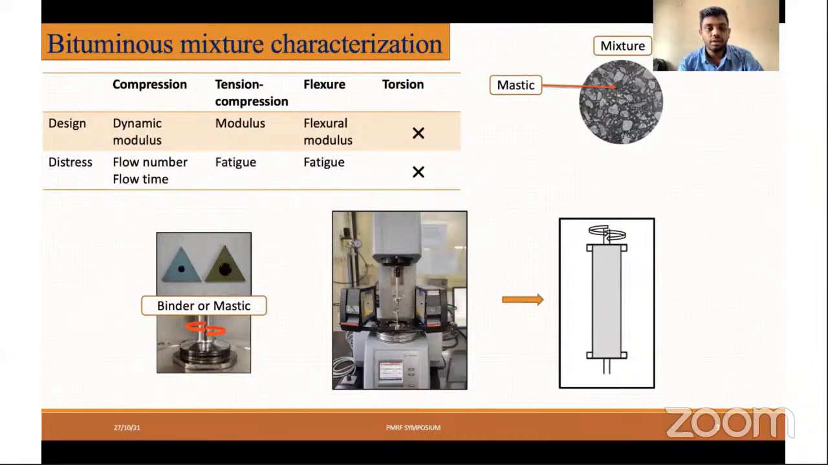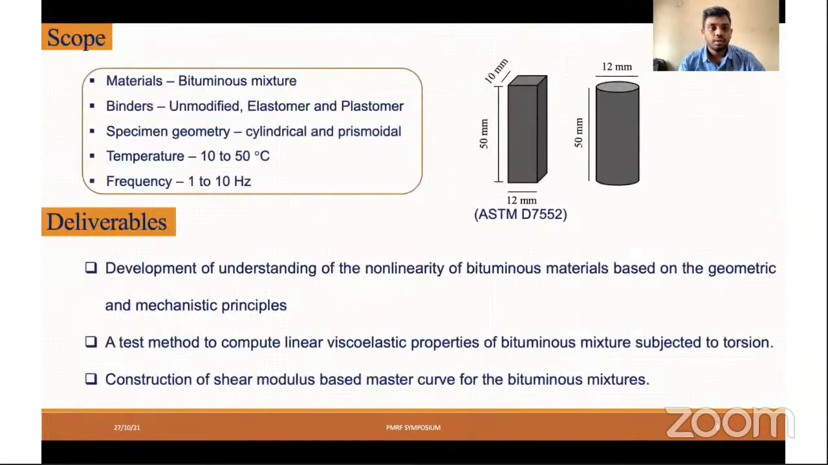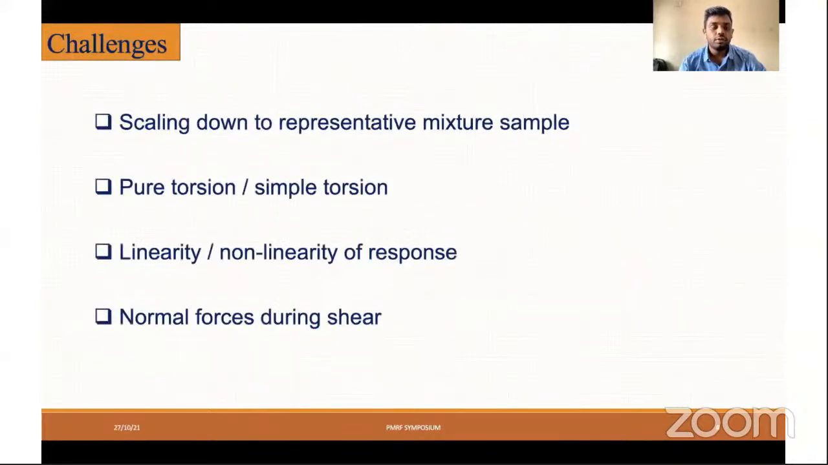For this research, a dynamic shear rheometer is used for the characterization. There are certain challenges when we want to use torsion of bituminous mixture. The first and foremost challenge depends on the size of the sample. When the sample is very big, we will not be able to apply torsion. So one should scale down to a smaller size and make sure that it represents the exact mixture, or a representative sample. And once we apply torsion on the sample, one should ensure there are no forces on the outer surface of the sample.